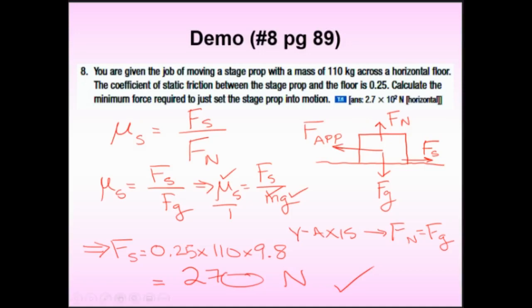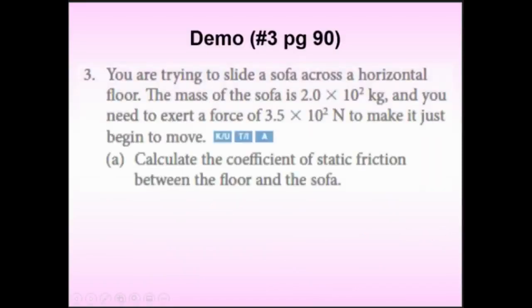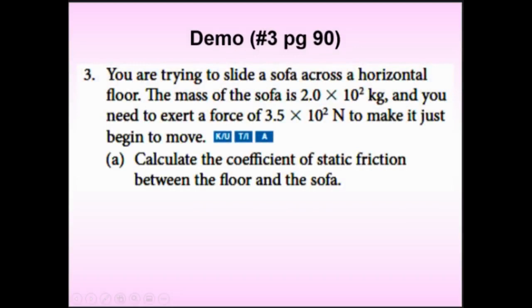All right. So let's go to the next slide, which is another problem. Okay. You are trying to slide a sofa across a horizontal floor. The mass of it is how much? 2.0 times 10 to the 2, which is 2 times 100, which is 200 kilograms.